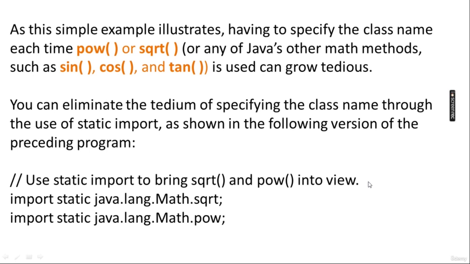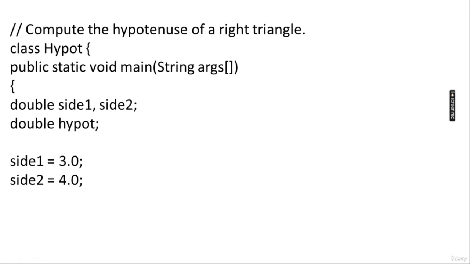Import static java.lang.Math.sqrt. So whatever static members are in the Math class, every member can be used directly without writing Math dot. Okay, so Math dot is skipped over here. Here also, import static java.lang.Math.pow, whenever you use the members, you can skip the Math dot.